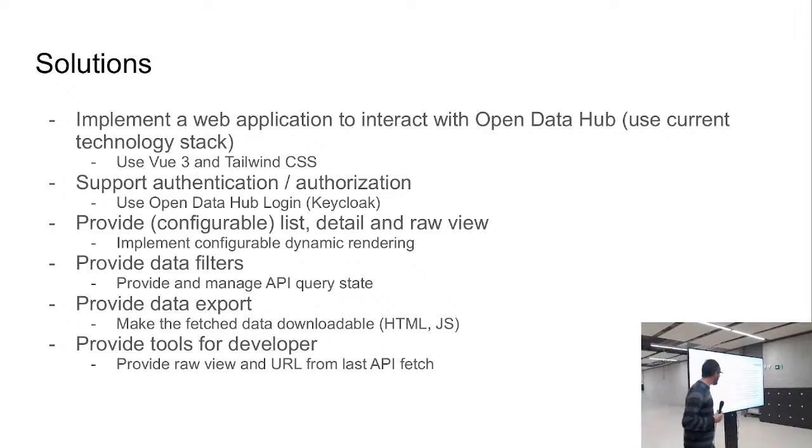And then provide tools for developers, so we have the raw view, and we also show, for example, the URL from the last API fetch, so you can copy it, insert it, for example, in your browser or do some curl or something, and you get the data as it is presented.